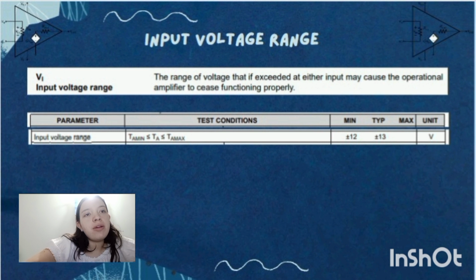For this amplifier, under normal conditions, the minimum input range should be 12 volts and the typical input range is 30 volts.